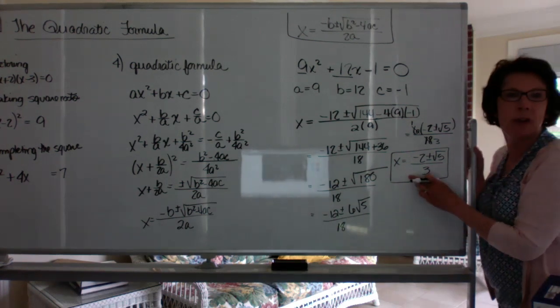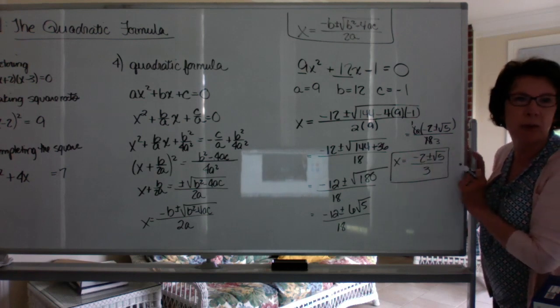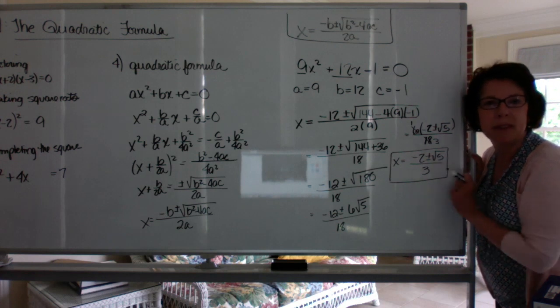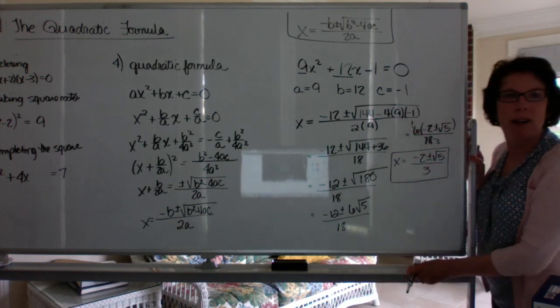All right, and there's your answer. The book may say negative 2 plus root 5 over 3 and negative 2 minus root 5 over 3. You may use the plus minus symbol instead, okay? All righty. That was the quadratic formula.